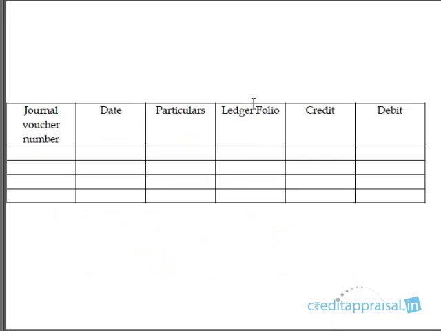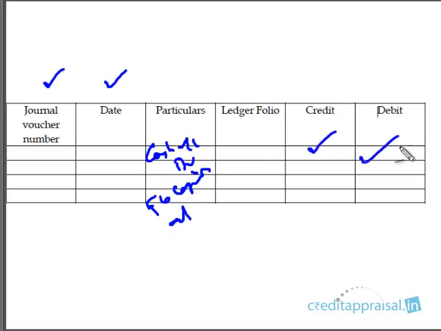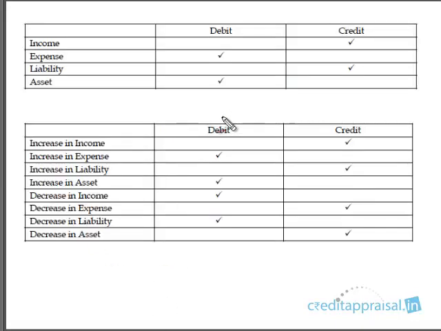So there will be a journal voucher number, the date of the transaction, and the particulars which we discussed earlier, right? So here we write the cash account debtor to capital account, taking the previous example. And then we have ledger folio, we have the credit amount and the debit amount. This is actually how a journal looks like. So each and every transaction gets entered in a chronological order into this particular register, right?